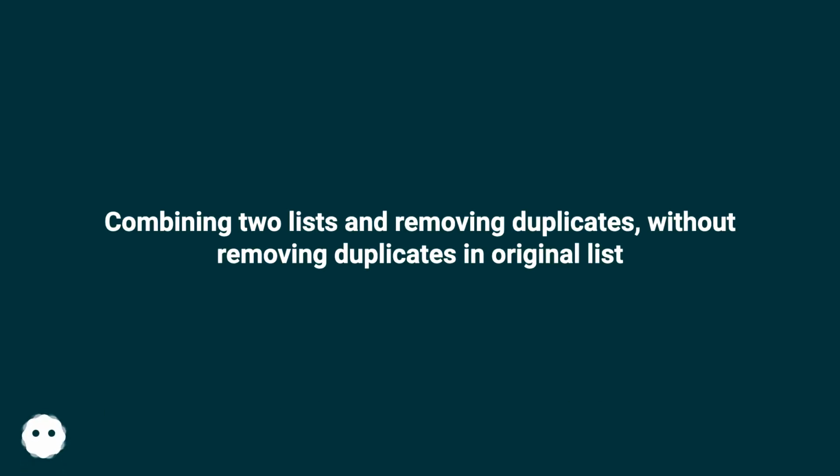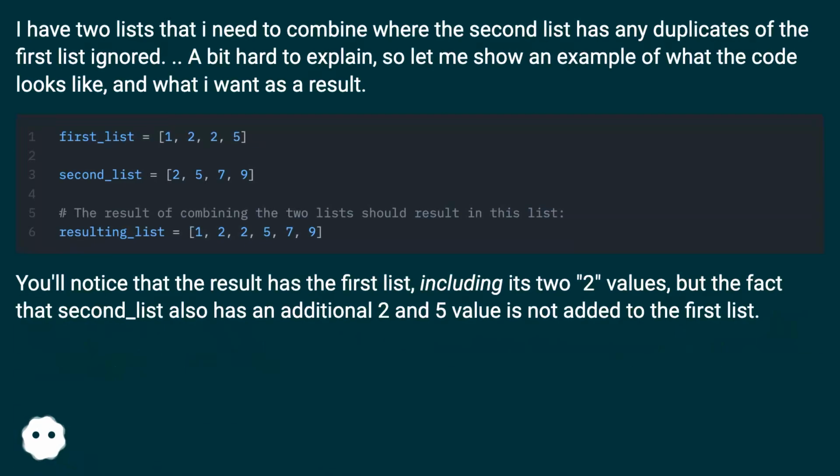Combining two lists and removing duplicates, without removing duplicates in the original list. I have two lists that I need to combine where the second list has any duplicates of the first list ignored. A bit hard to explain, so let me show an example of what the code looks like and what I want as a result.